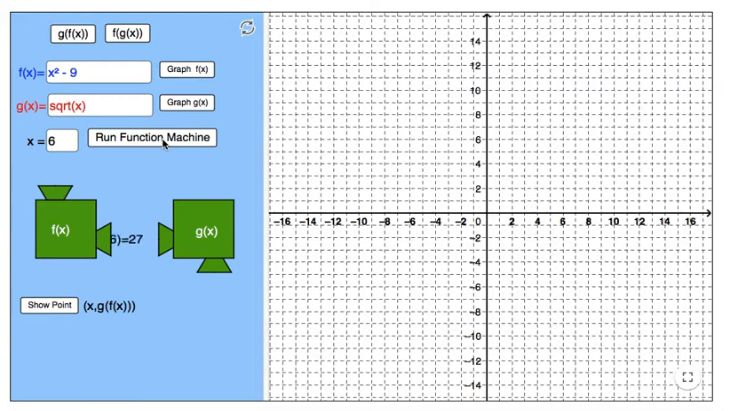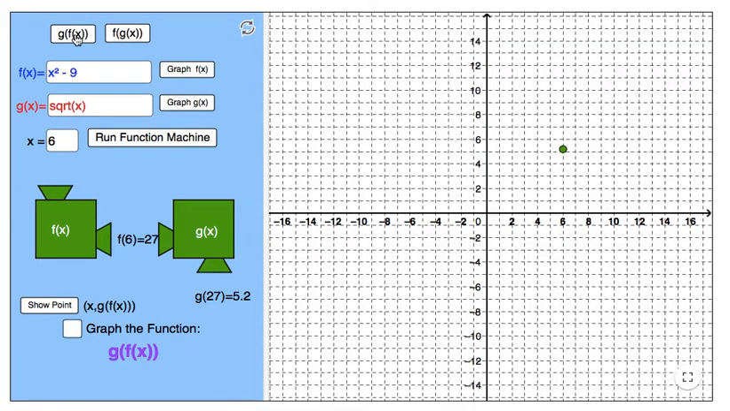There's my input. It goes through the f of x. So I get 27. The output of square root 27 is 5.2. And so I get that point there. And I can generate a composite function. In this case, it is going to be g of f of x.